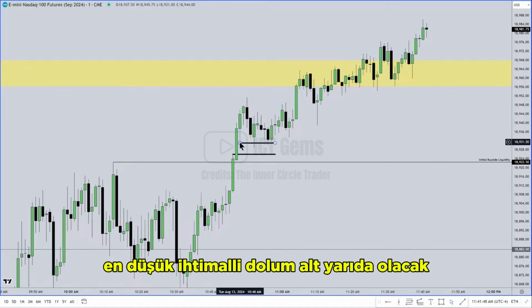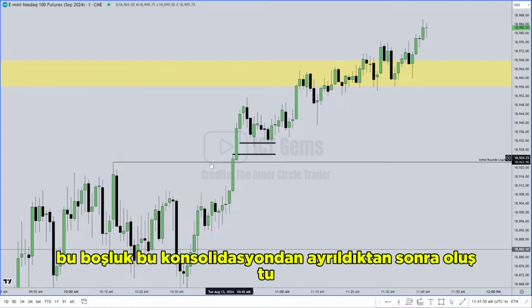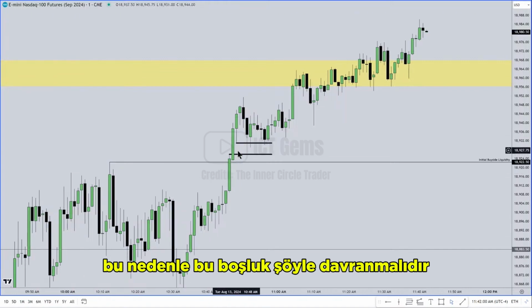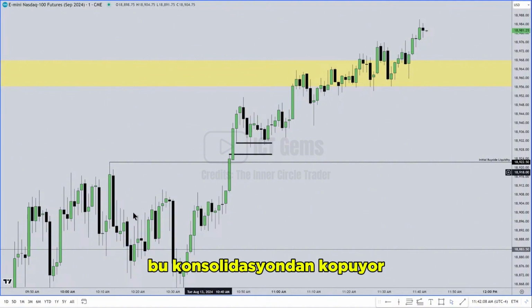And the least probable fill is going to be in the lower half, because you're probably not going to get filled. Why? Because this gap formed after leaving this consolidation. So therefore, this gap should behave as a breakaway gap. It's breaking away from this consolidation.